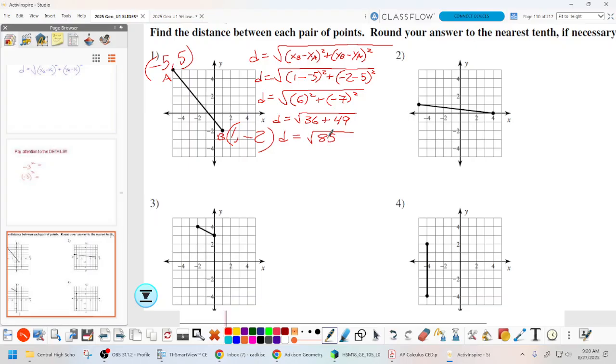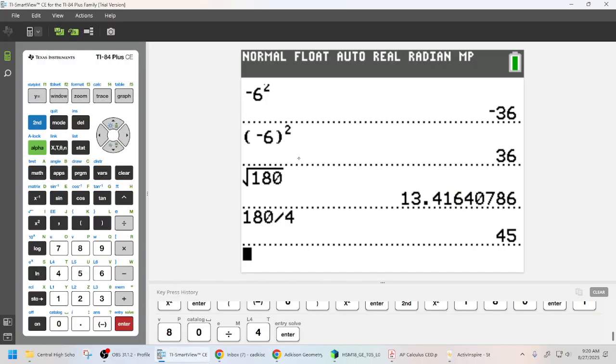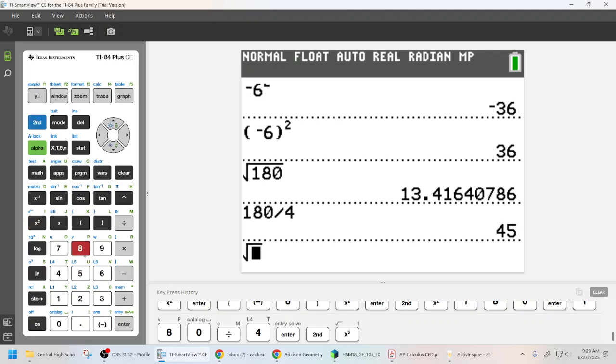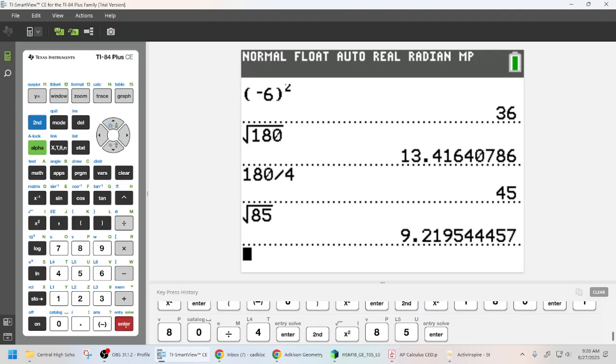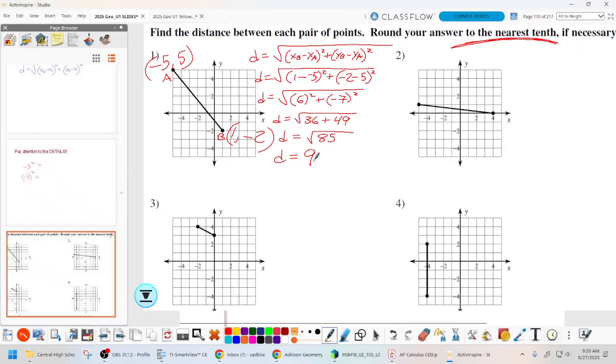And I don't know if you read up here, but it says round your answer to the nearest tenth, which means it's okay to go ahead and hit the square root button on this one. So square root of 85. And you'll get 9.2 to the nearest tenth. 9.2 for that. How'd you do?